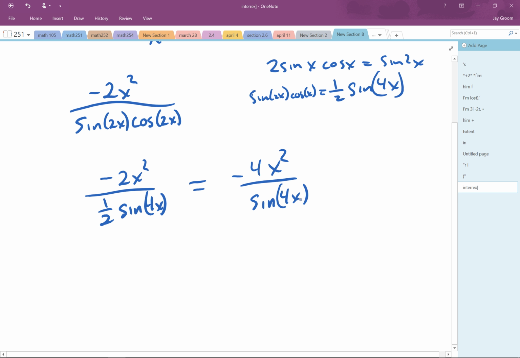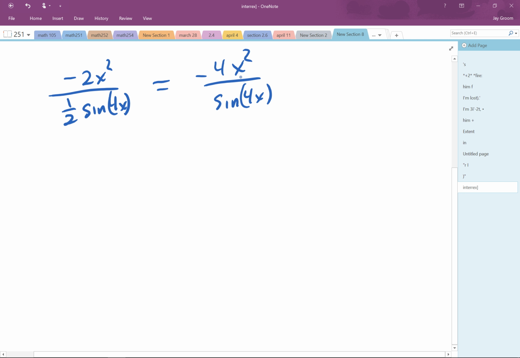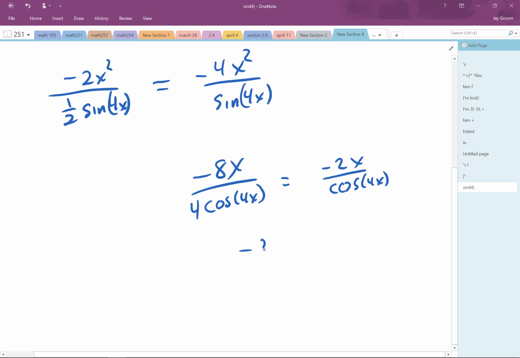All right, I think we're home free now. Clearly, take the limit. That's going to be 0 over 0. So let's take derivatives again. This took me forever to do. I apologize. I made a mistake. So that simplifies to negative 2x over cosine of 4x. And what is the limit of that as x approaches 0? Well, on top, of course, it's 0. That's from the right, of course. On the bottom, it's 1. So the answer is 0.